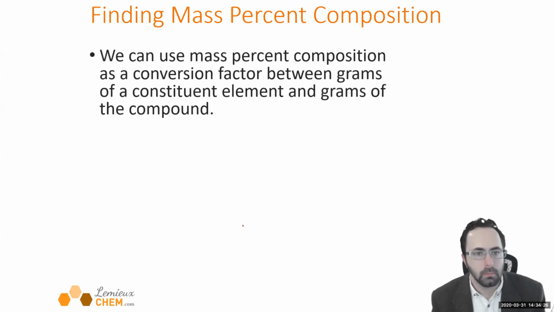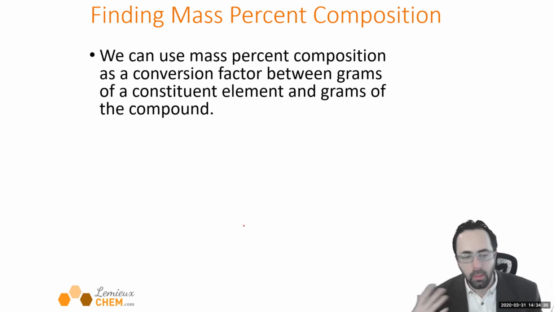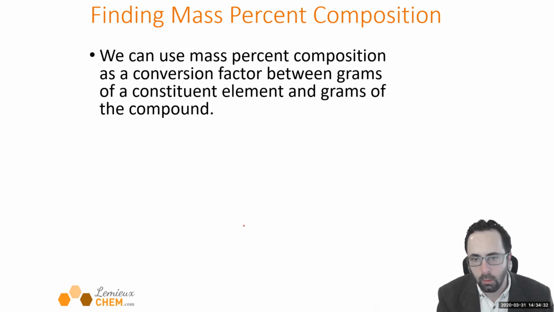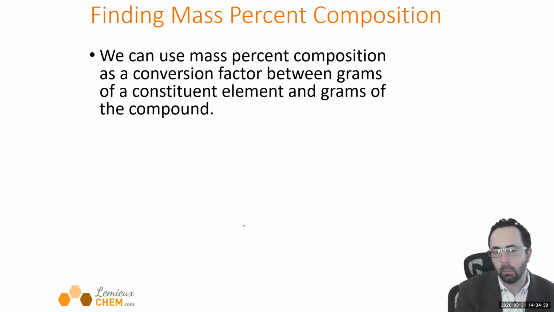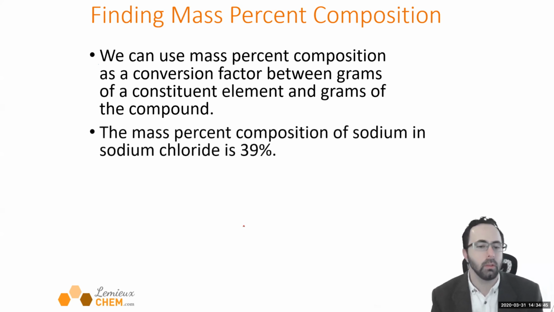Now, the reason for doing this is this gives us another type of conversion factor we can use. This conversion factor will convert us between grams of a particular element in a compound and grams of the entire compound. So here's another example.